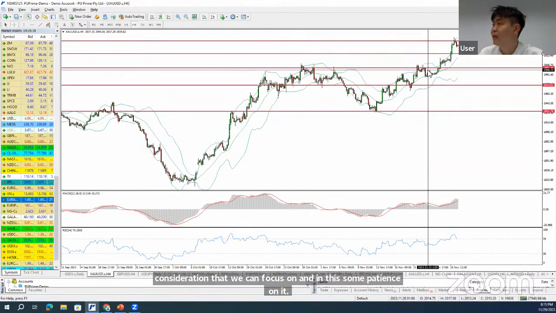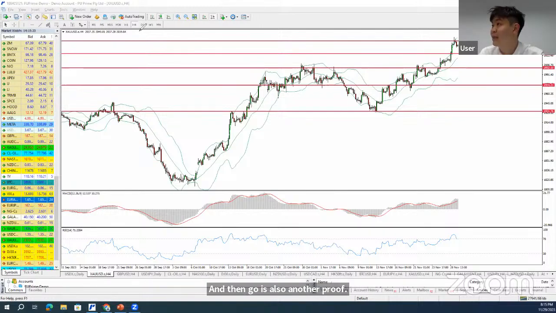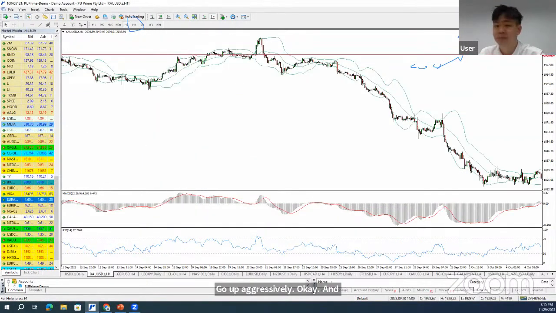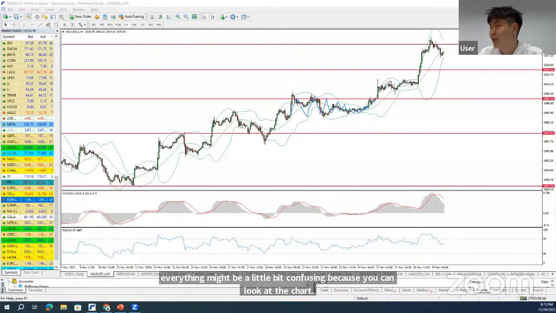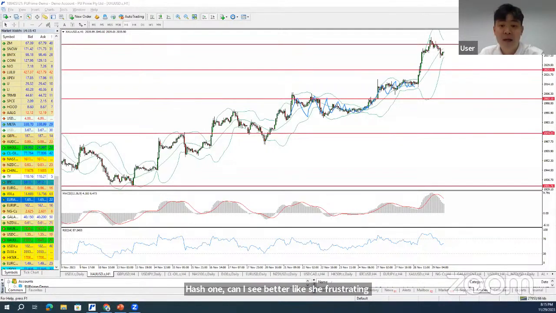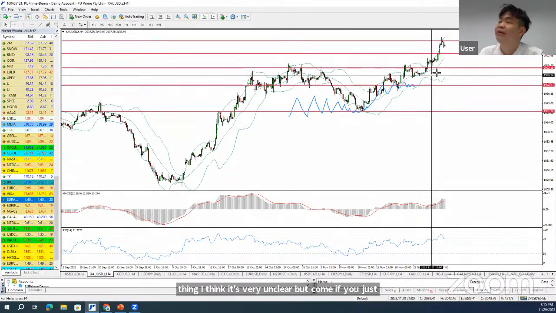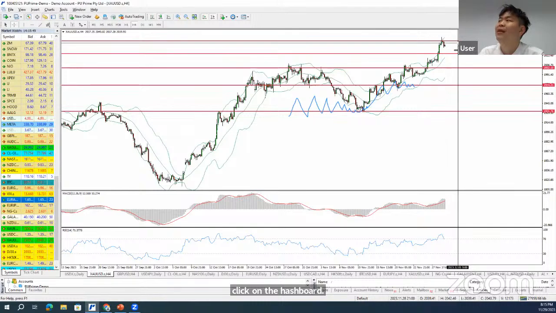And then gold is another proof. Previously, this is H4. Once it breaks above the resistance level around 2000, it goes up aggressively. Okay, and if you look at the H1, one moment. If you look at the H1, everything might be a little bit confusing, because you can look at the chart, the H1 candlestick pattern keeps frustrating. It's very unclear. But if you just click on the H4, everything will be much clearer already. The trend becomes clearer and clearer.